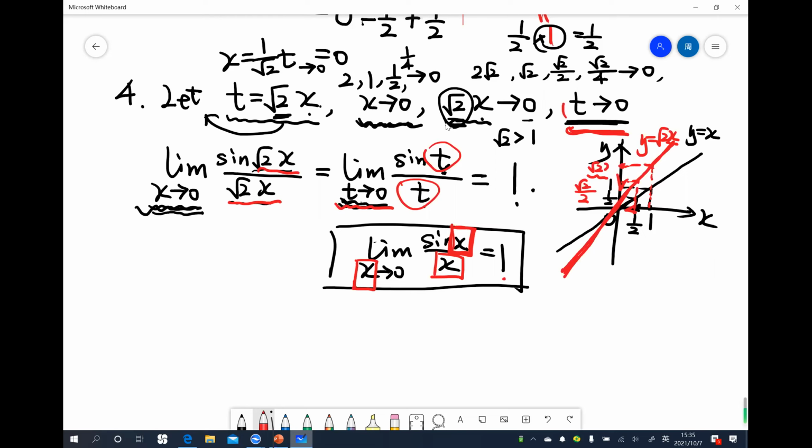So that means here I use t, that means t approaches 0. And here t is the square root of 2x. So can you understand? Can you still not understand?